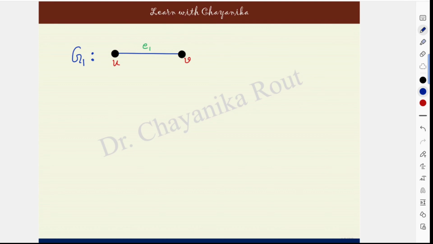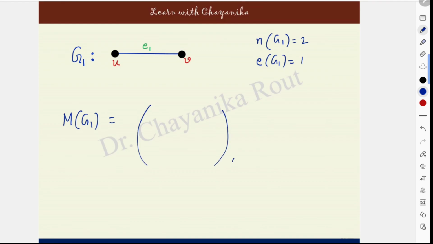But while you are dealing with the incidence matrix, since the order of the incidence matrix depends upon the order as well as on the size of the graph, you need to label the vertices as well as the edges of the graph. So here I have labeled the only edge present in the graph as E1. So the incidence matrix denoted by MG1 will be, since the order of the graph G1 is 2 and the size of the graph G1 is 1, a 2 cross 1 matrix.